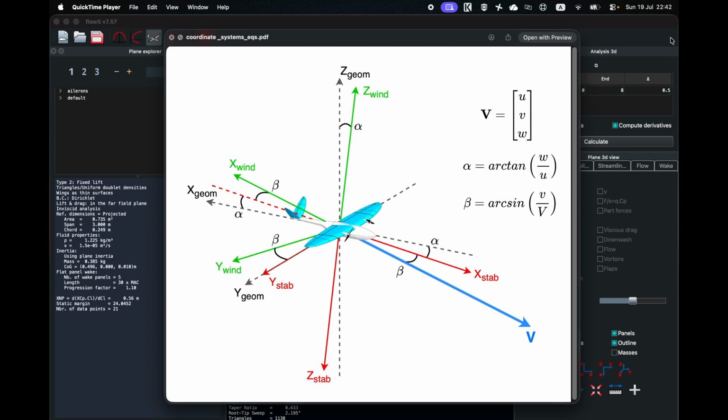Its x-axis is pointing backwards, y-axis along the right wing, and z-axis upwards. It is also used as the reference for the angle of attack and the side slip. Note that you may still rotate components in the plane editor. You need to consider this additional rotation when interpreting the results later on.